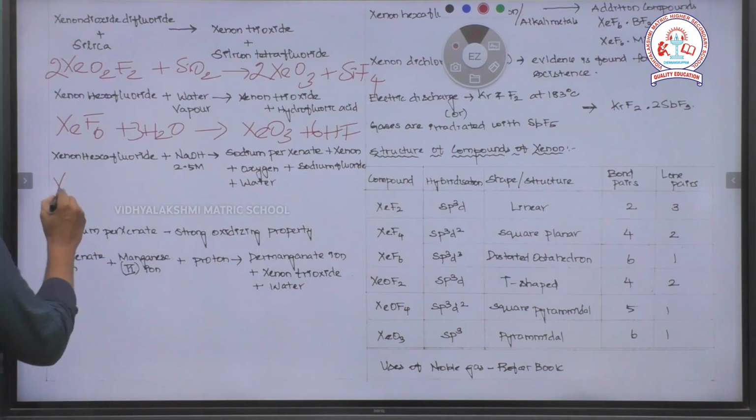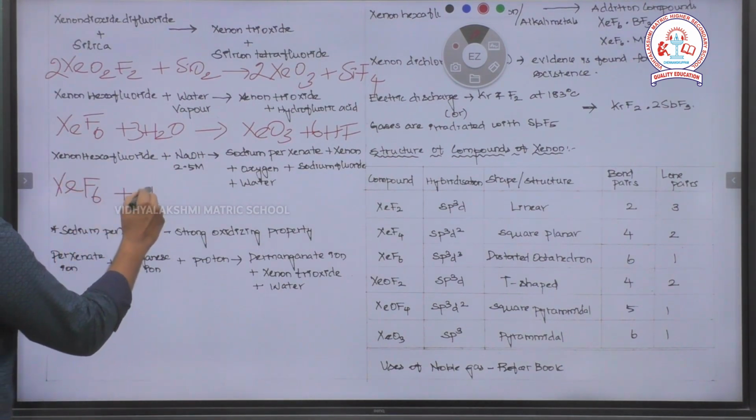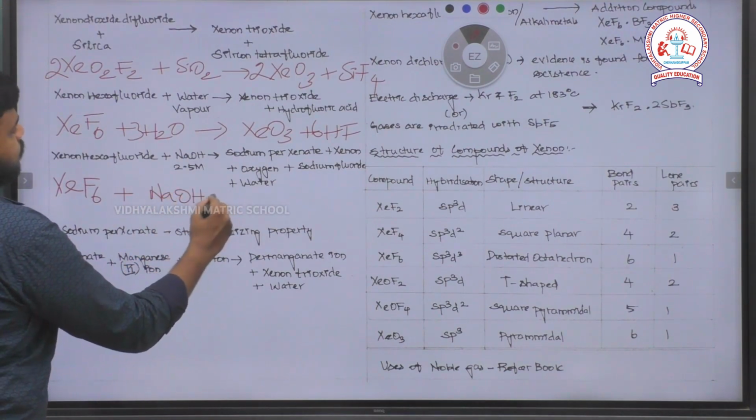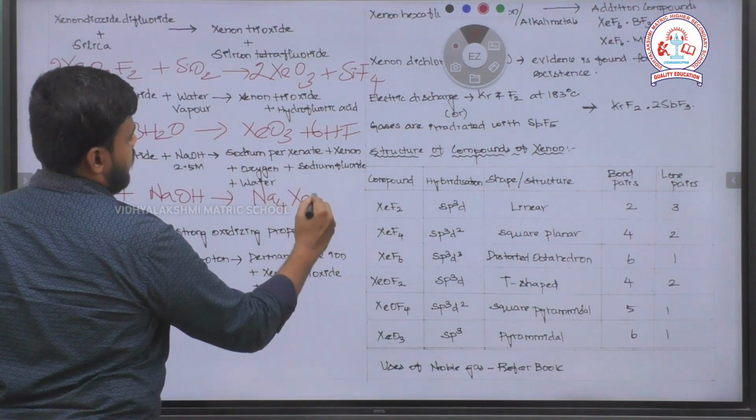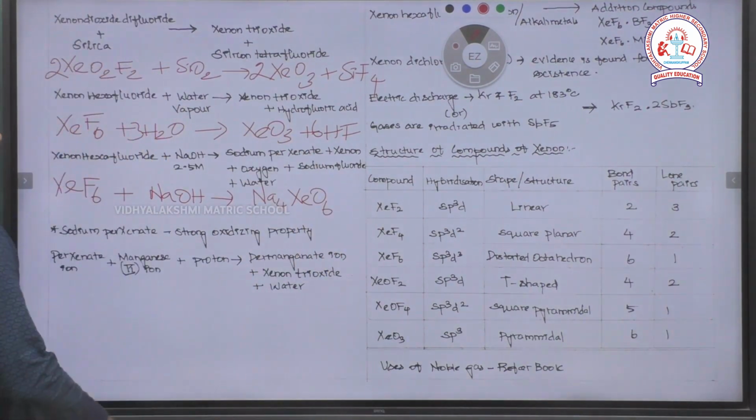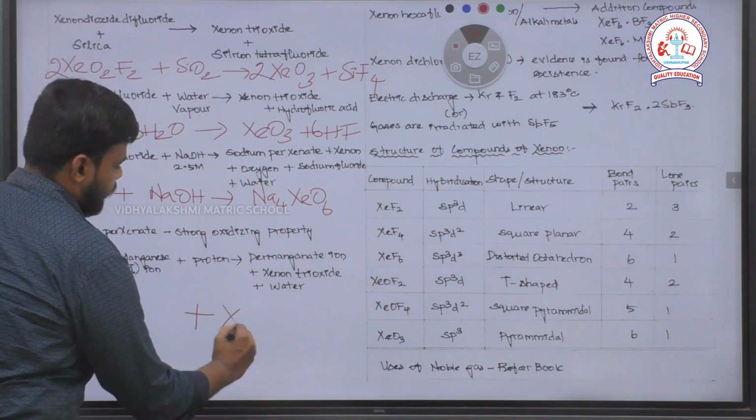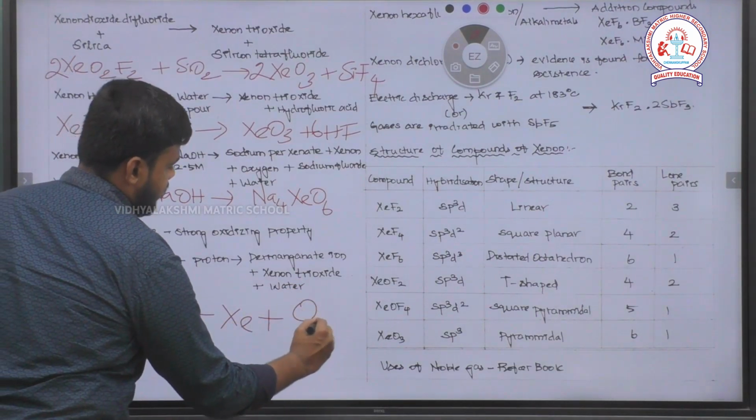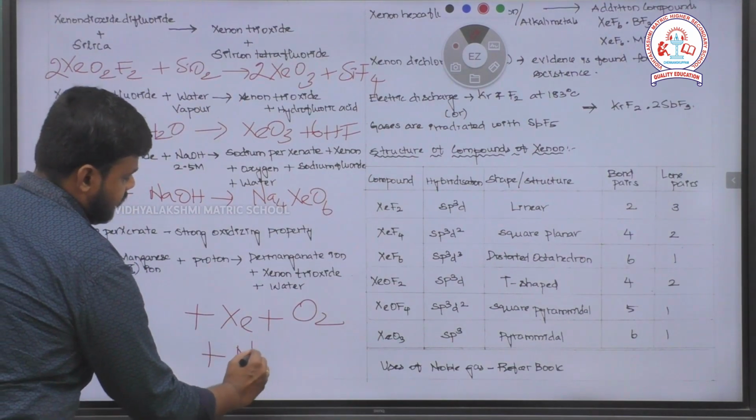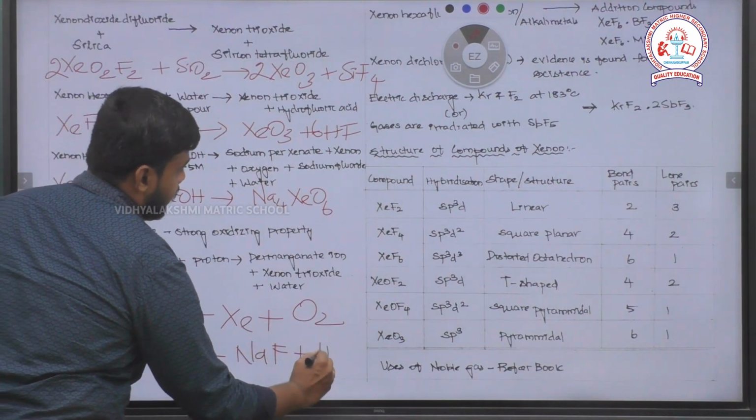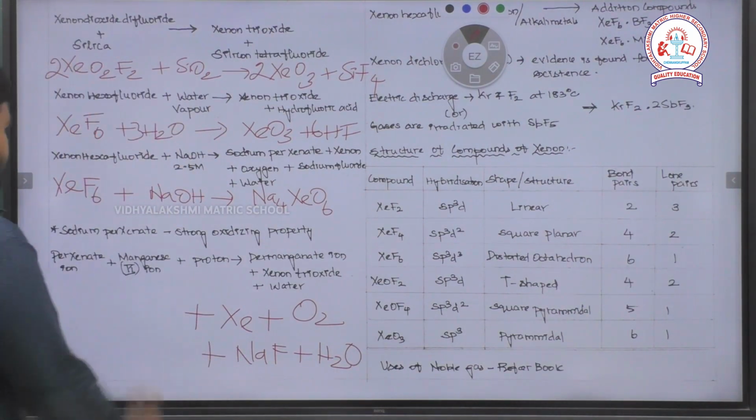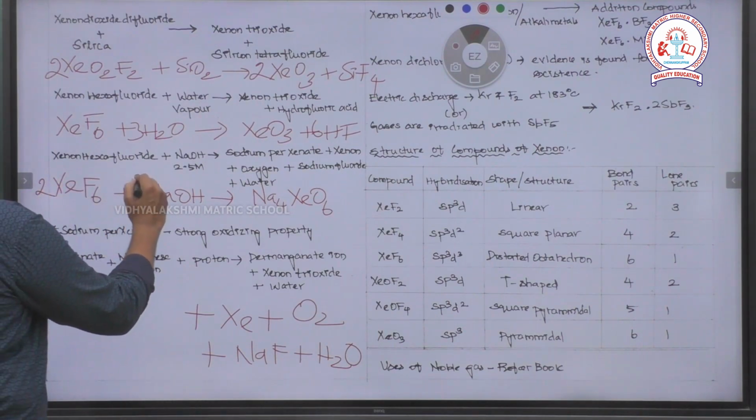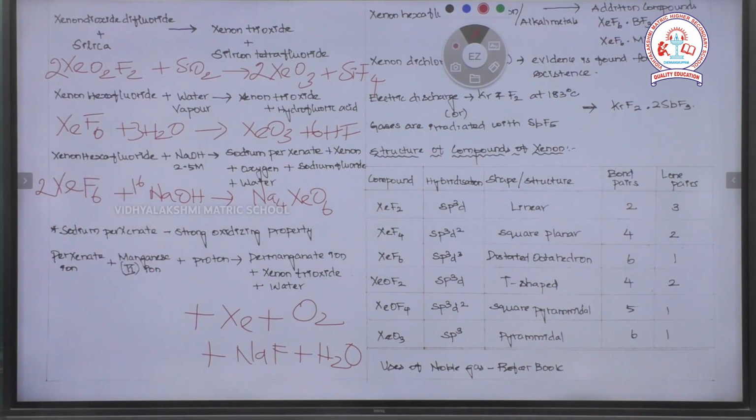Then xenon hexafluoride reacts with sodium hydroxide to form sodium perxenate, Na4XeO6. Okay. Then followed by xenon, then oxygen, then sodium fluoride, then water. Okay. So to balance it, assume that this reaction takes place in the ratio of 1:8, so I'll make it as 2:16.